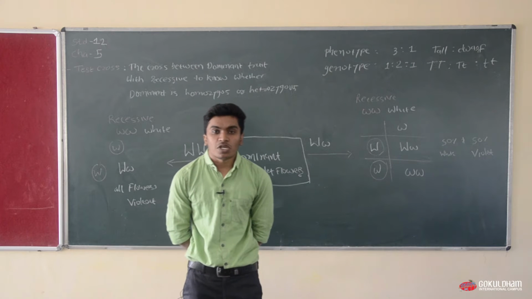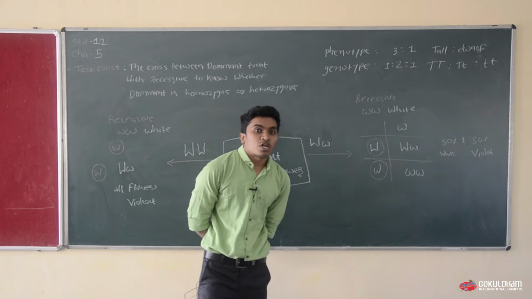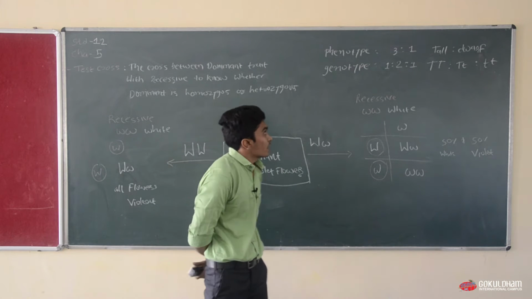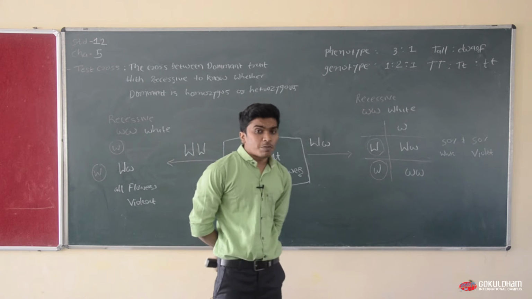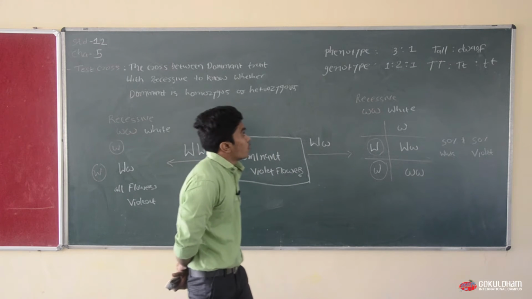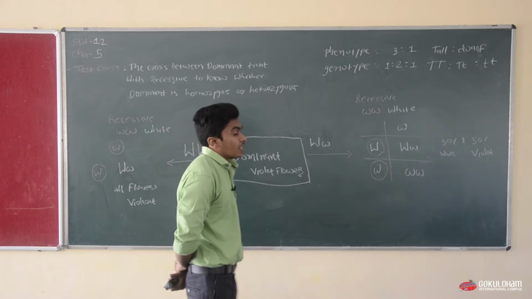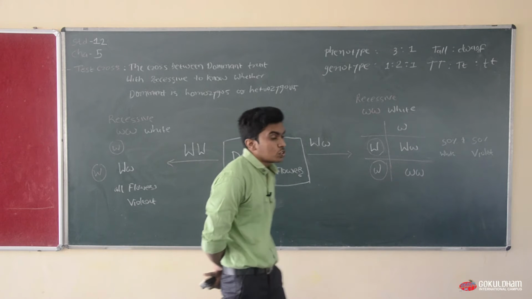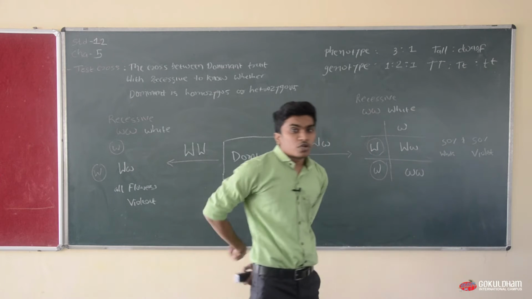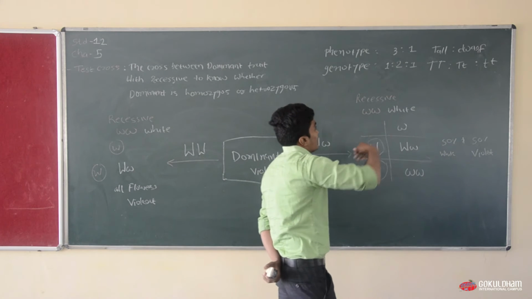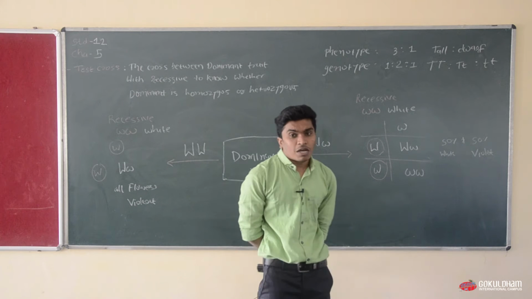Before we start today's lecture, let's summarize what we learned in the previous lecture. We all know that in a monohybrid cross we get a 3:1 phenotypic ratio, and the genotypic ratio is 1:2:1. Here 3:1 means out of 4 flowers or plants, 3 are tall plants and 1 is dwarf.